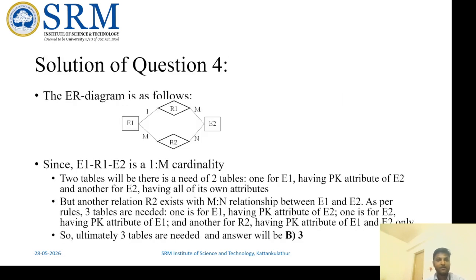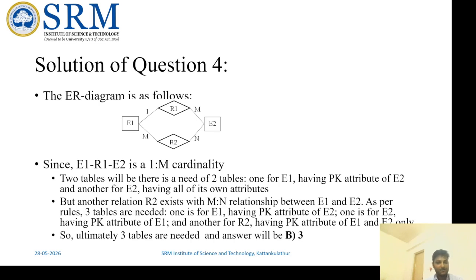Now, the solution I can explain like this. Since E1, R1, E2 is 1 is to M cardinality, two tables will be there. There is a need of two tables, one for E1 having the primary key attributes of E2, and another for E2 having all of its own attributes. But another relation R2 exists with M to N relationship cardinality, and so three tables are a must.